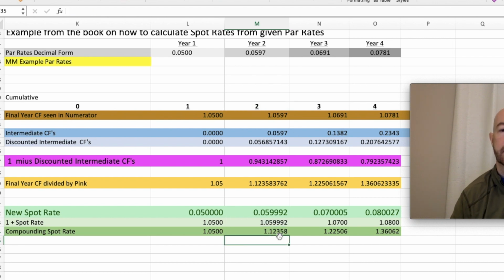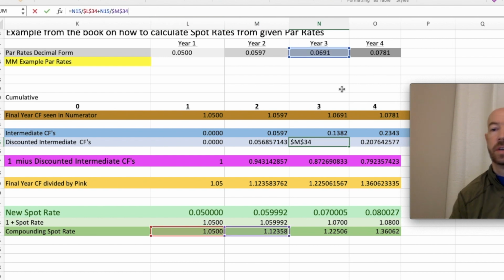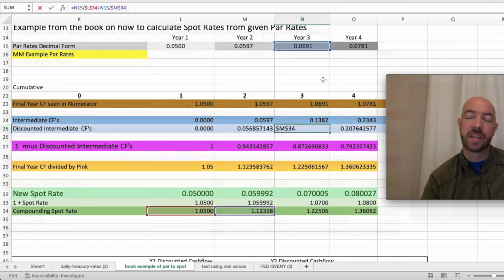So that's kind of a lot of work to get to this number, right? Because you're referencing the par rates, which is again really interesting. What are the par rates? These are basically discount rates that are applied to bonds that just happen to be priced at $100 on the day that you look at it.